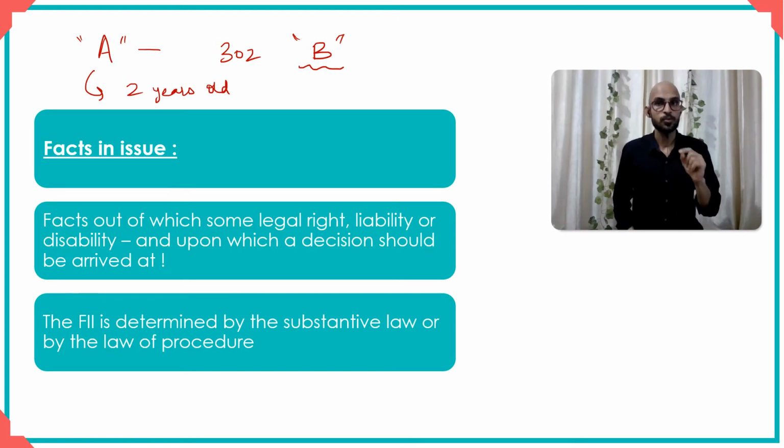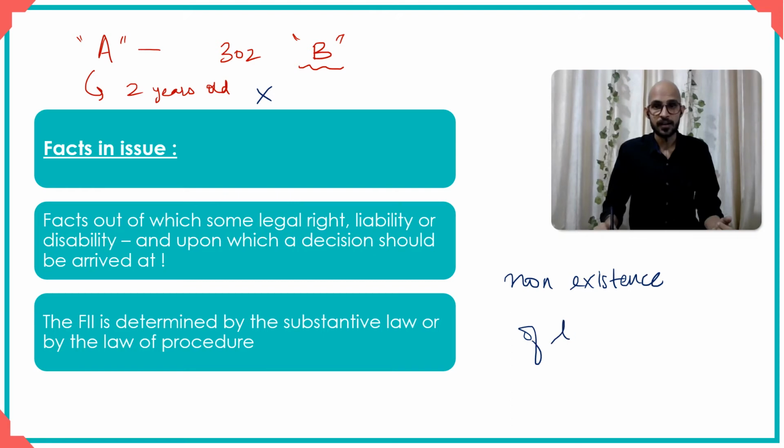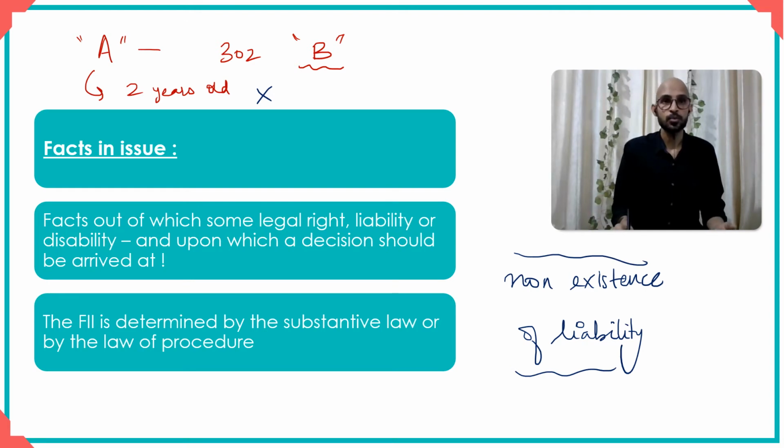Yes, you can conclude something about his liability. If a 2-year-old commits what is by definition murder, well, he has no punishment, which means it talks about the non-existence of liability. Therefore, the fact that A is 2 years of age is a fact in issue. You get it? Because it tells you something about the non-existence of a liability.